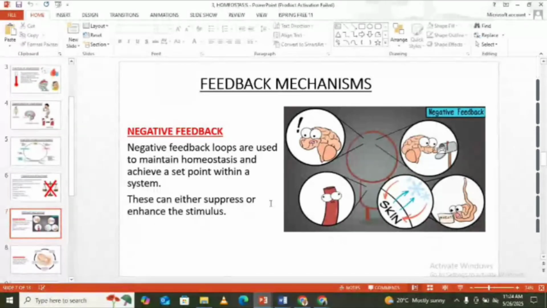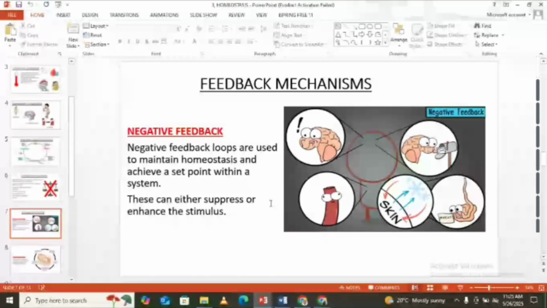So now we have feedback systems that regulate homeostasis. The feedback systems are loops that respond to the various changes, and they help to return the body to its normal state. So we have two feedback systems. We have the negative feedback system and the positive feedback system.